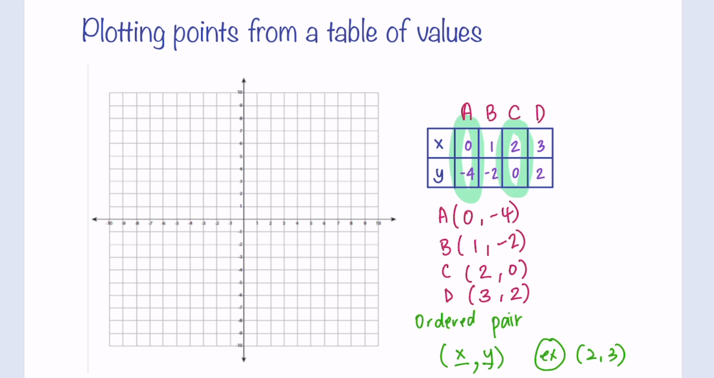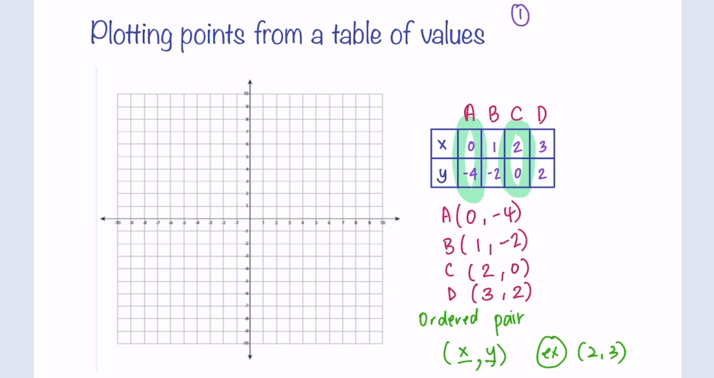Now that we have the ordered pairs shown here for the points A, B, C, and D, we're ready to plot them on the graph. So let's go ahead and plot them. Plotting points on a graph involves 3 steps. You first need to start at the origin.